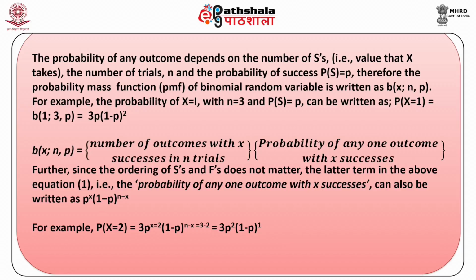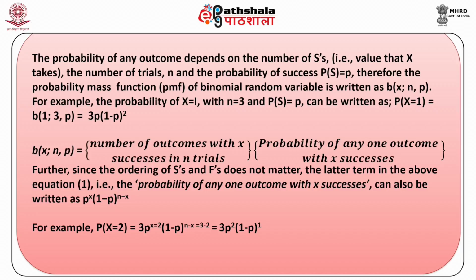So in general we can write that B, or the binomial distribution of x given n and P, is equal to the number of outcomes with x successes in n trials times the probability of any one outcome with x successes. This we can define as our equation 1.